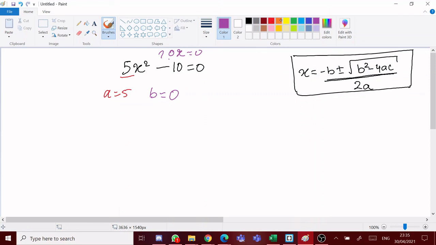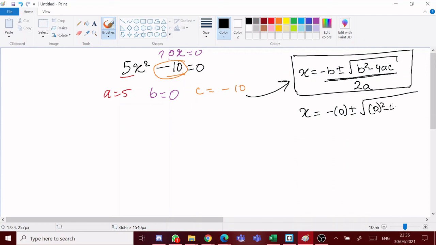And for C, it would be minus 10. So always remember to include the sign with that digit. So C would be minus 10. Now you would substitute all of this into here. So that would be x equal to minus 0 plus minus square root of 0 squared minus 4 times a, which is 5, and minus 10, over 2 bracket 5.